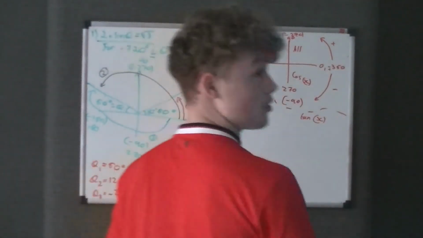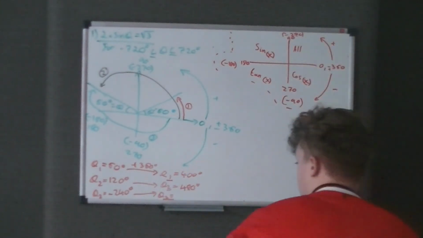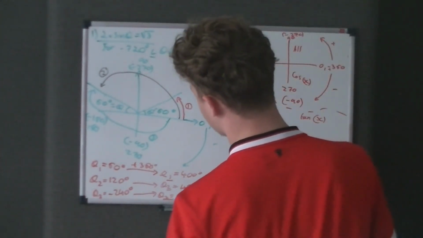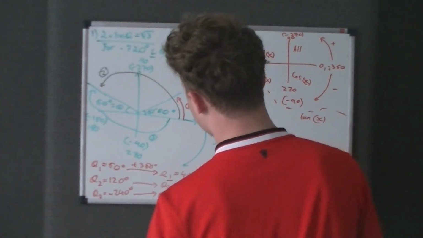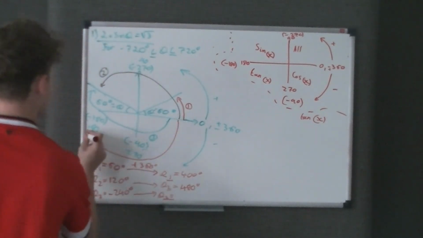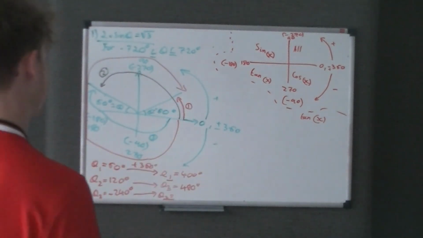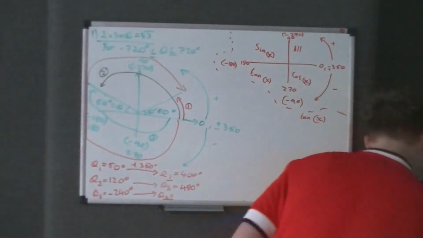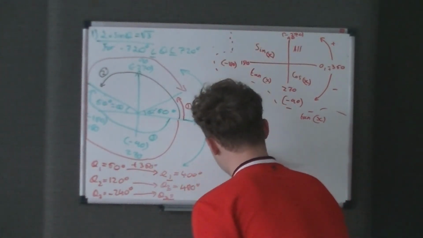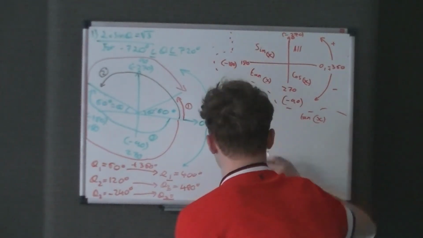Have I done that wrong? Oh wait, I've missed a whole one out there. Got to go the other way as well to the other one. I knew I'd missed something out. It goes all the way over to something like that. So that's theta 4. So theta 4 is minus 300 degrees.